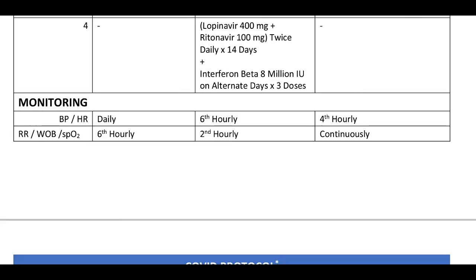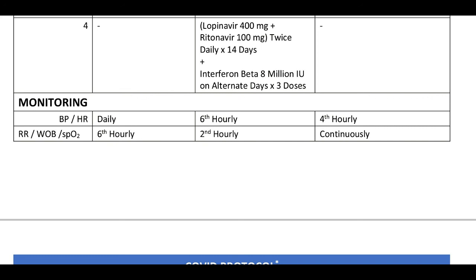And the most important thing is monitoring in COVID disease. We have to monitor BP and heart rate once daily in mild disease, 6th hourly in moderate disease, and 4th hourly in severe disease. Respiratory rate and SpO2 have to be measured 6th hourly in mild disease, 2 hourly in moderate disease, and continuously monitored in severe disease.